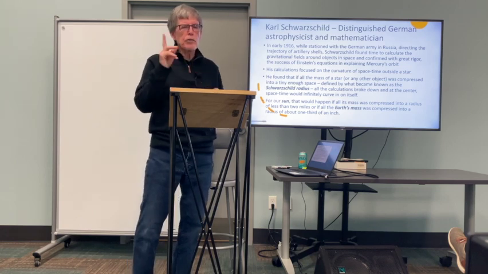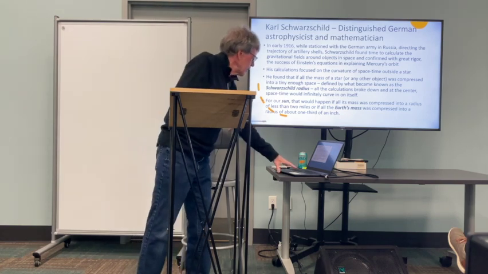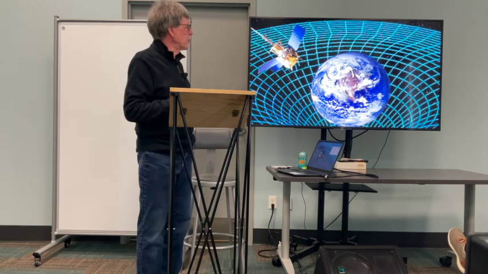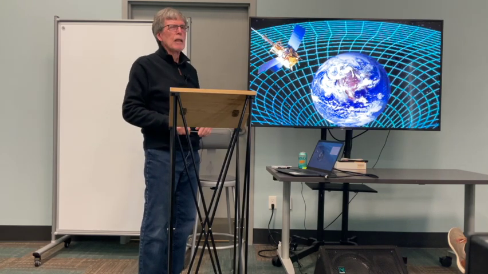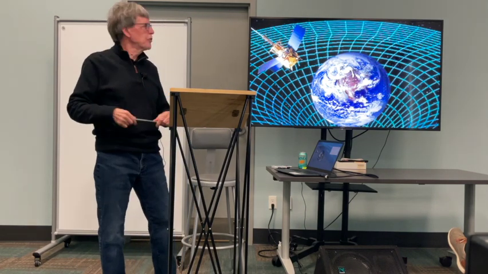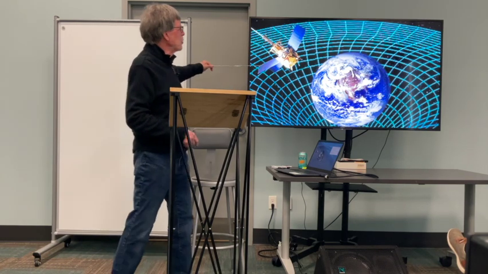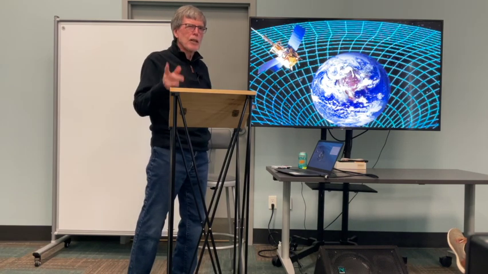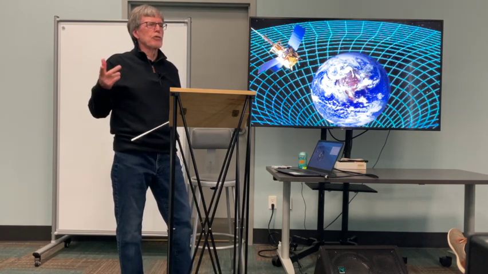Space-time is often shown in this kind of Mickey Mouse way, like a net or trapeze, and the mass kind of compresses it and distorts it. It certainly does, but it does it in all directions. This kind of assumes it's in one plane, and it's not in one plane. It's in all planes, but it's a hard thing to illustrate.